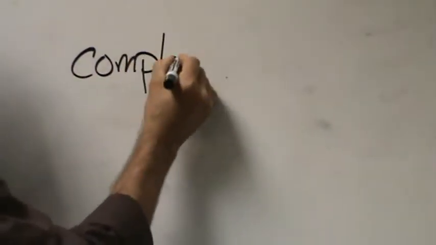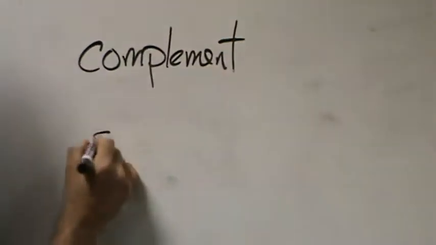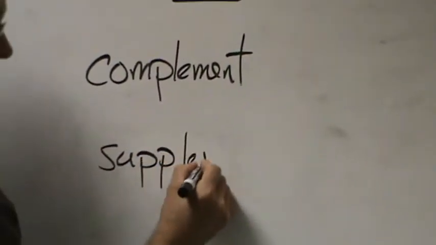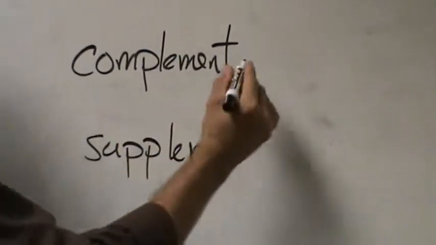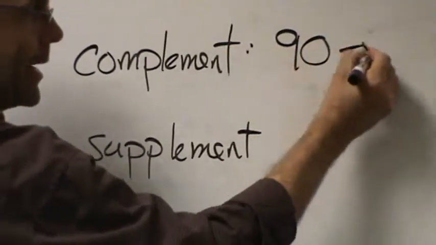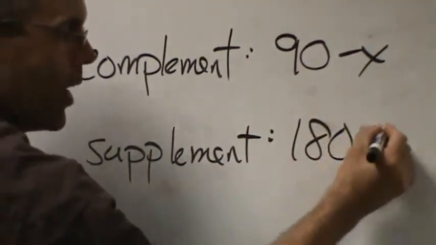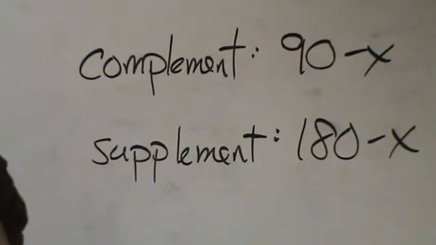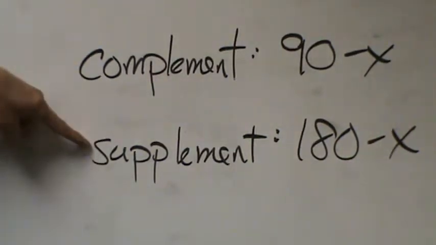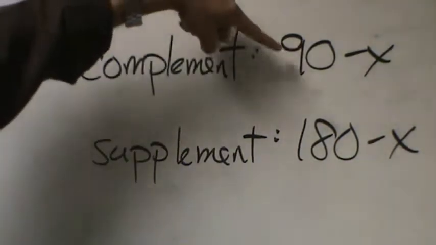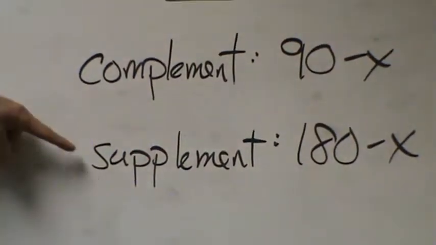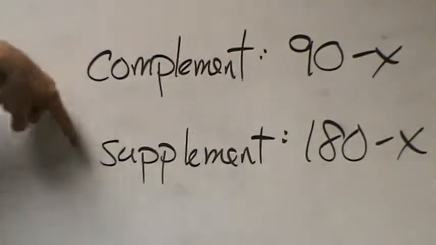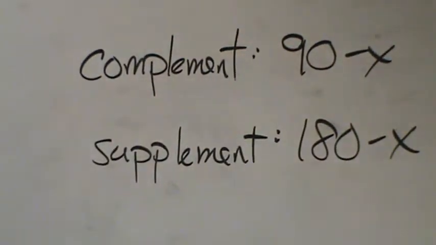Next section, 2 big words we learned, complement and supplement. Whenever you see those words, for complement, you're going to write 90 minus x, and supplement 180 minus x. Remember how we can remember that? C is before S. When you count, 90 is before 180. S can also somewhat look like an 8 if you manipulate it a little bit.